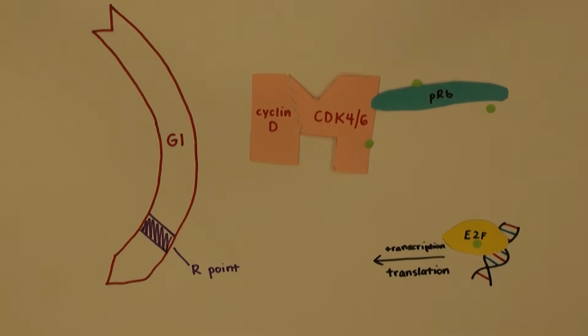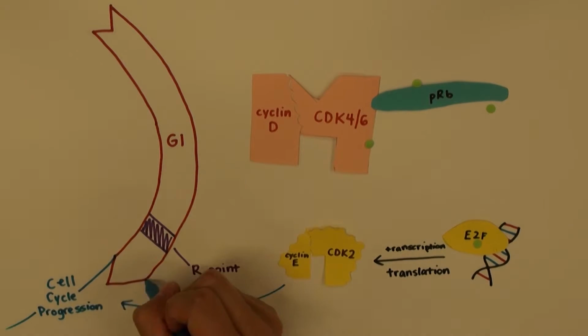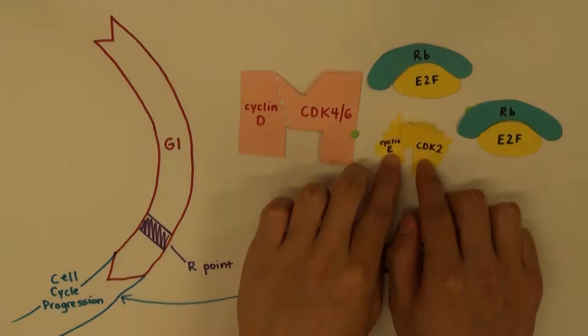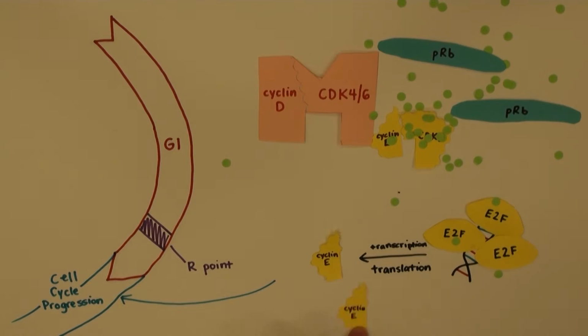which is now free to upregulate transcriptional expression of Cyclin E. As Cyclin E is translated into protein, it binds to CDK2, forming Cyclin E CDK2 complexes, which further phosphorylate retinoblastoma, releasing even more E2F in a positive feedback cycle, which is important in surpassing the R point.